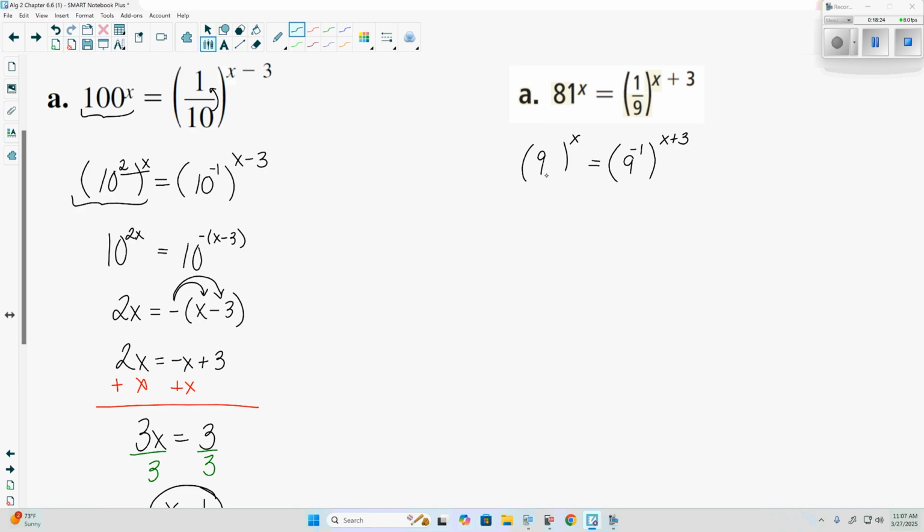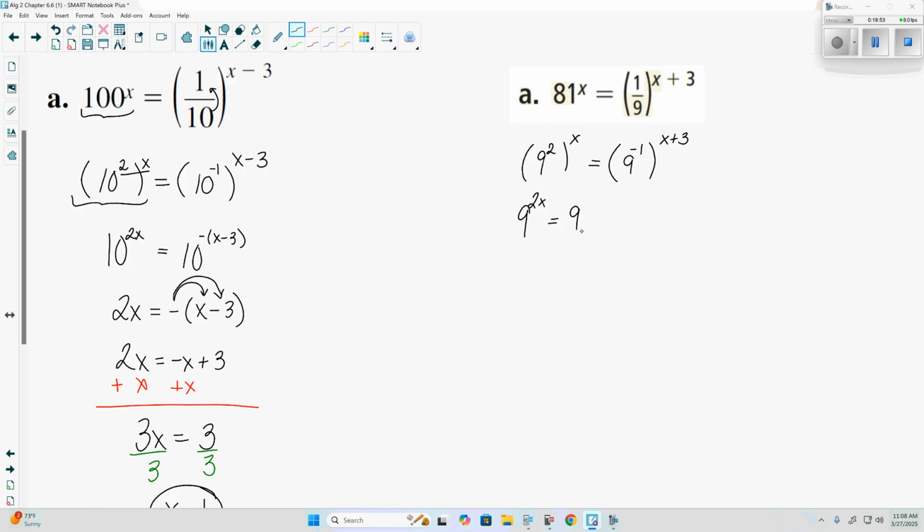Now we can change 81 to 9 squared, because 9 squared is 81. And the reason we're using 9 is so that the bases are both 9. We have the bases the same. And since the bases are the same, that means that the exponents are going to have to be the same as well. Now, before we start setting it equal, again, we have powers of powers. So 9 to the 2 to the x is the same as 9 to the 2x.